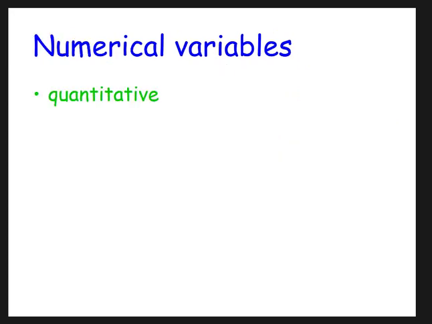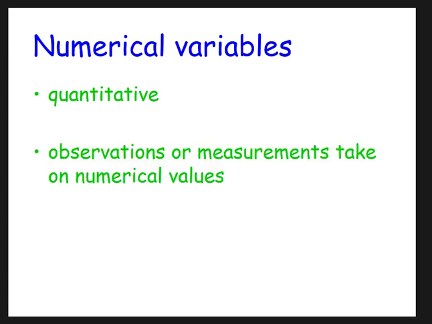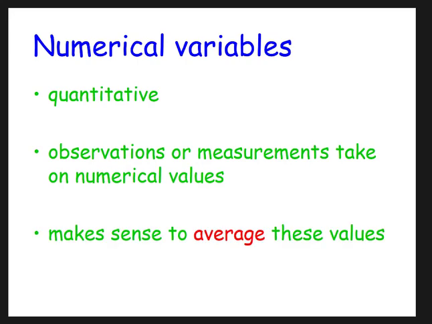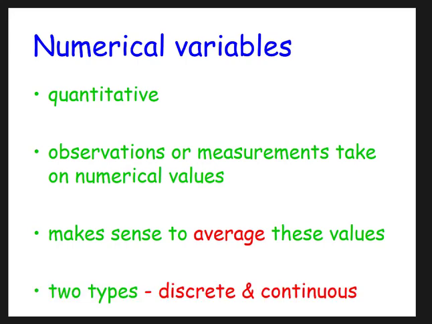So numerical variables. Again, quantitative is the word we threw out there. These observe or measure numerical values about the items in our population. Because they're numbers, it makes sense to average them. The analysis of quantitative data is a little bit more versatile. There's a lot more we can do with the numbers to analyze them, rather than just grouping and summarizing. And again, we said there are two different types, discrete and continuous.